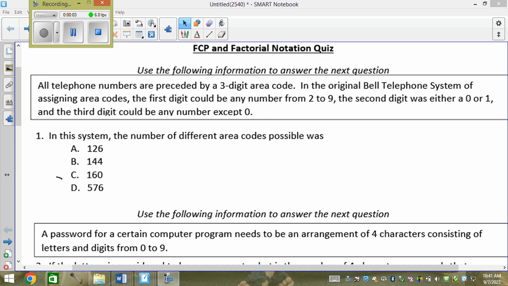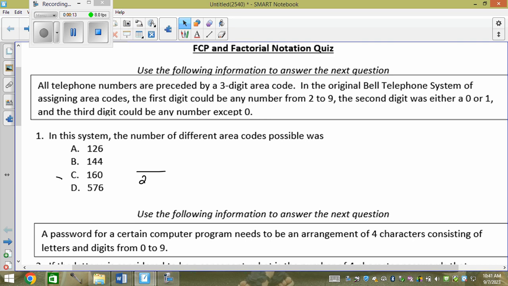All telephone numbers are preceded by a 3-digit area code. In the original Bell telephone system of assigning area codes, the first digit can be the number 2 to 9. The second digit is 0 or 1. And the third digit can be any number but 0. So 2 to 9 is all the options.